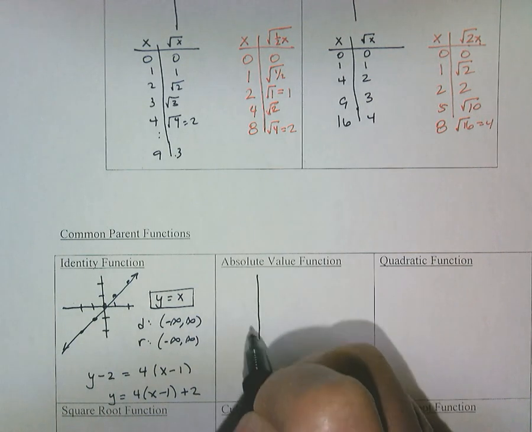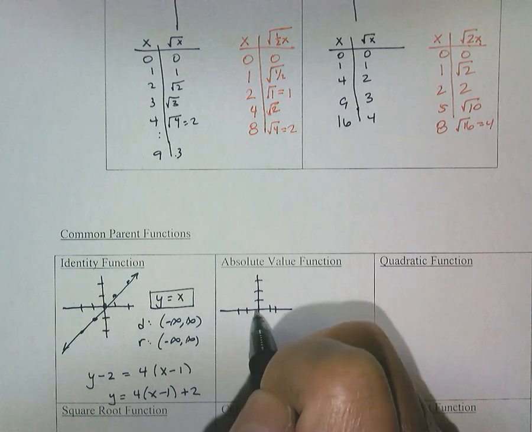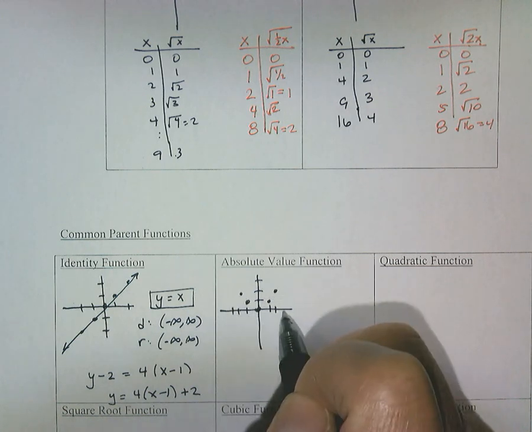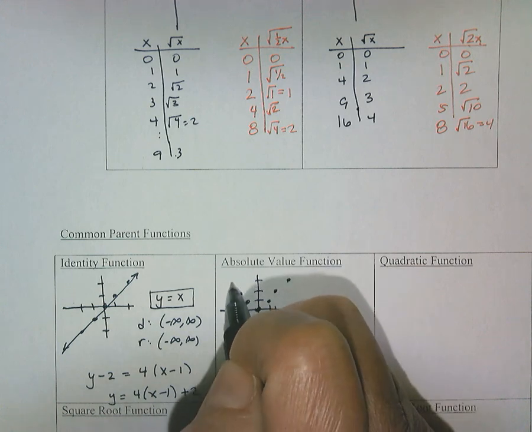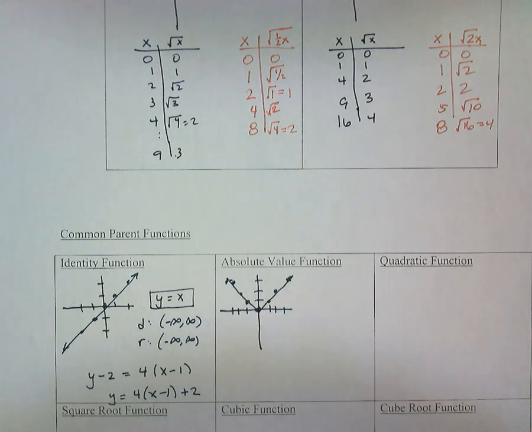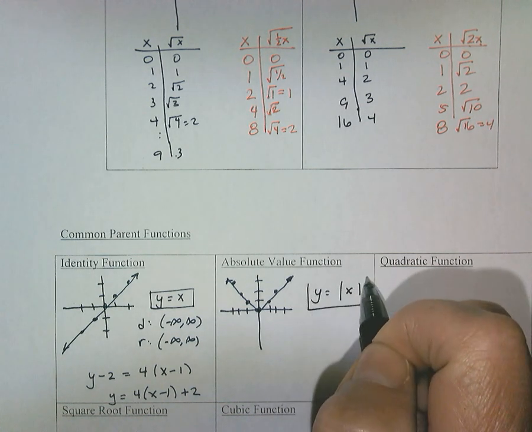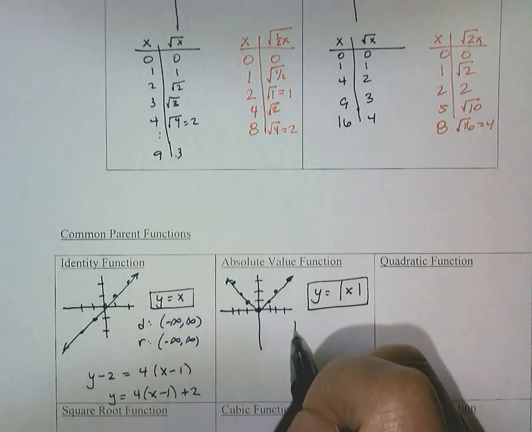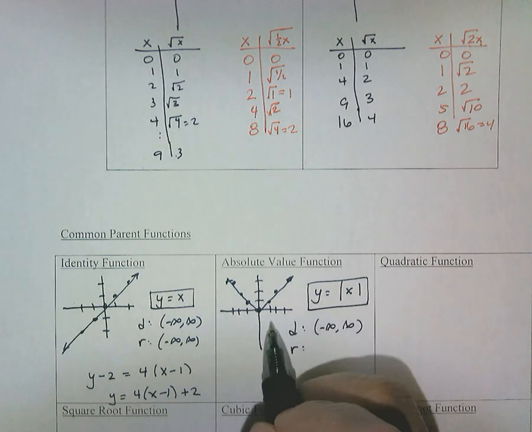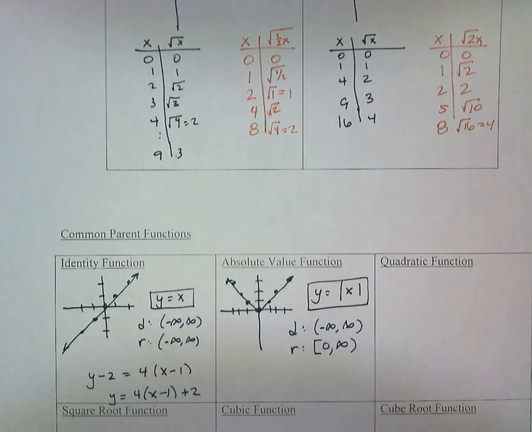Absolute value function. It's like taking two lines and putting them together. 0, 0, 1, 1, 2, 2. So this is y equals absolute value of x. My domain is going to be all real numbers, and my range is going to start at 0 and go up, 0 to infinity.